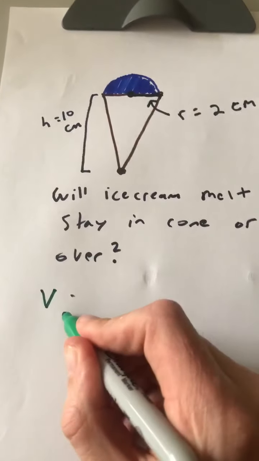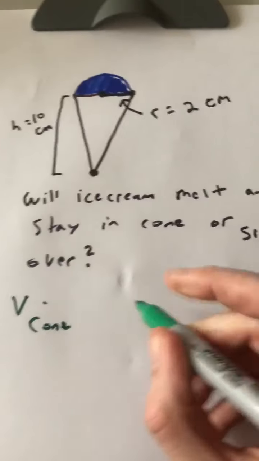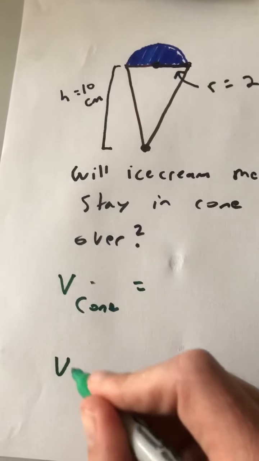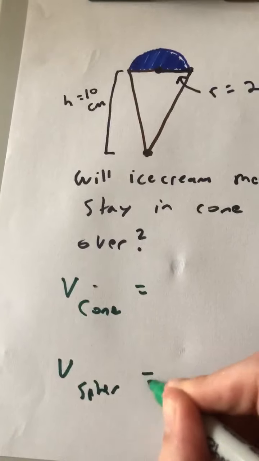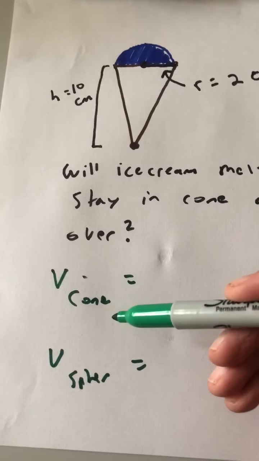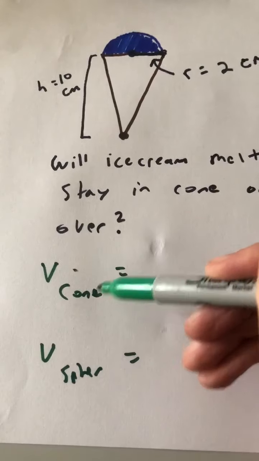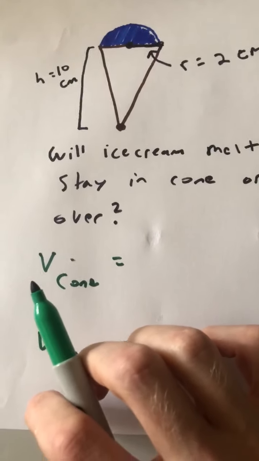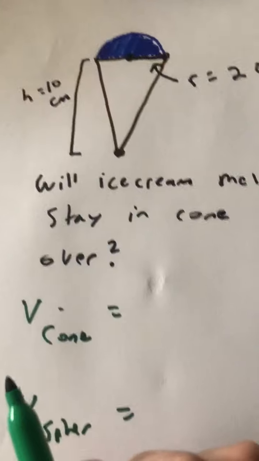And what we have to do here is find the volume of the cone. Then we're going to find the volume of the sphere. And if the cone volume is bigger than the sphere, then the ice cream stays in the cone. But if the sphere volume is bigger than the cone, then the ice cream will spill over the cone.